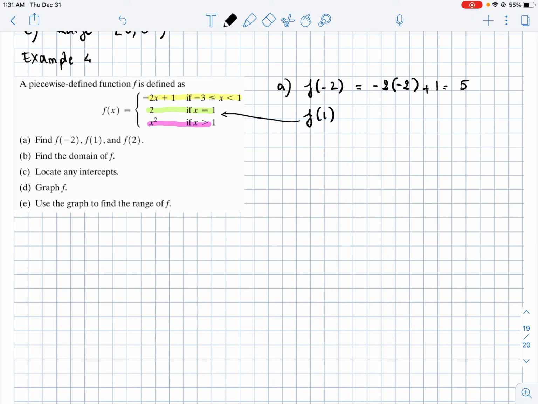F of 1. So 1 is in the second domain, so the answer is 2. And f of 2, 2 is greater than 1, so it's in the last piece, so we got 2 squared, and 2 squared is 4.